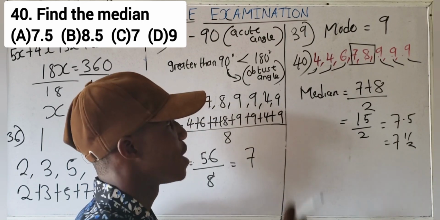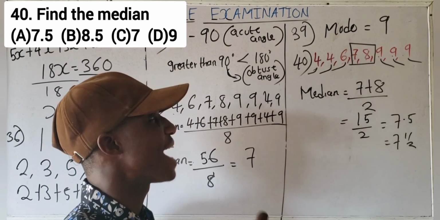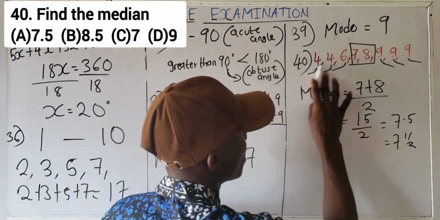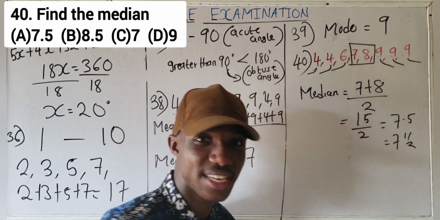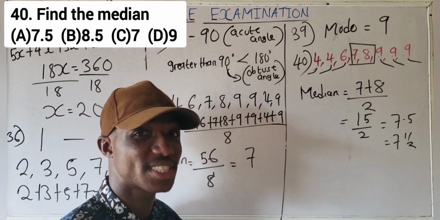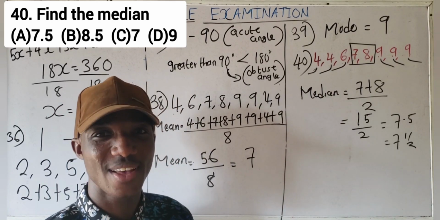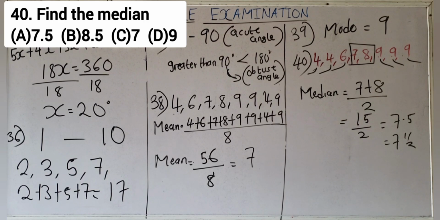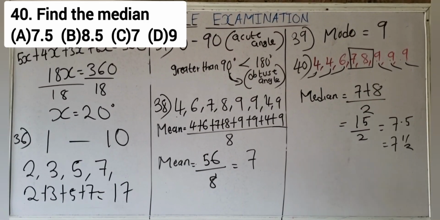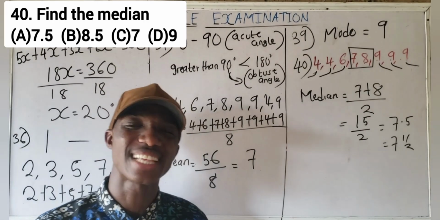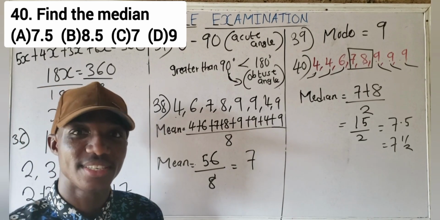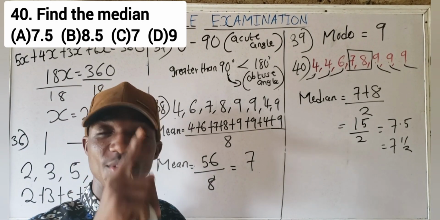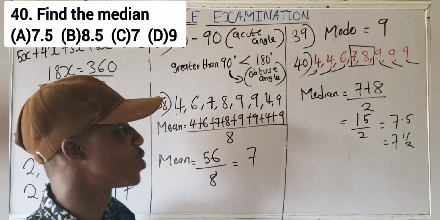You understand? So, in some cases, you might be given an odd data. This is an even data. You understand? Because when you count, you are going to see 1, 2, 3, 4, 5, 6, 7, 8. 8 is an even number. So, we have an even data. But if it is an odd data, that is, if the number is odd, you are going to have a single number in the middle. That number will become the median. You understand? So that's it.